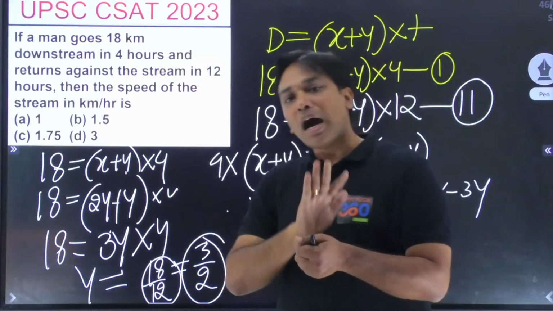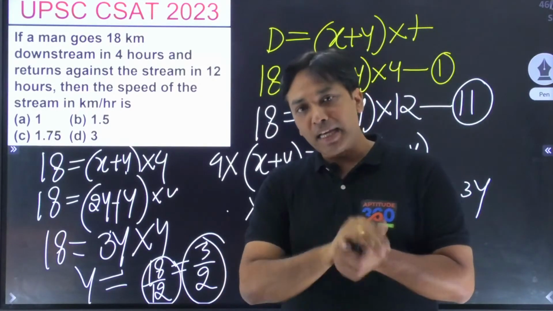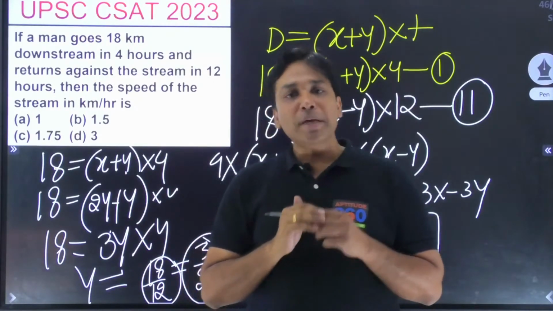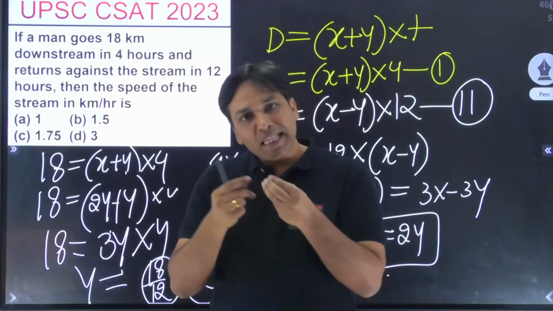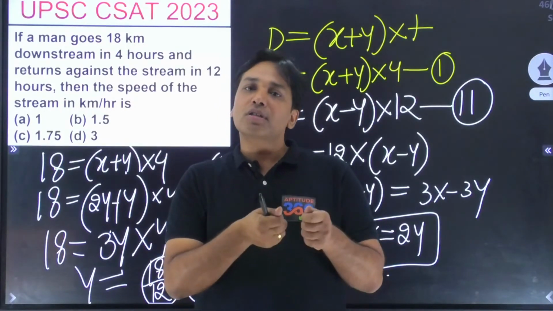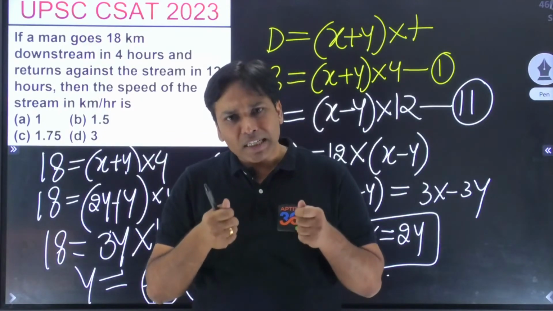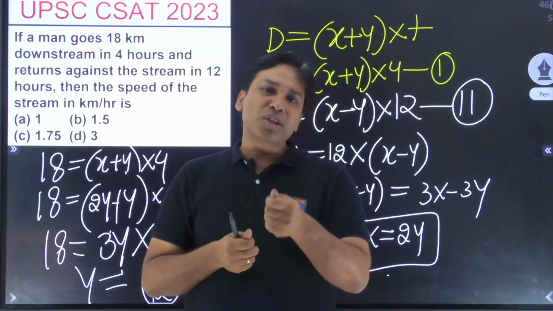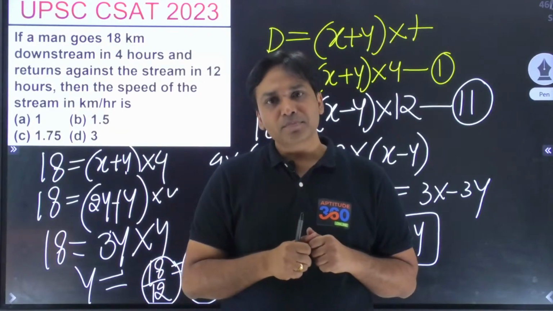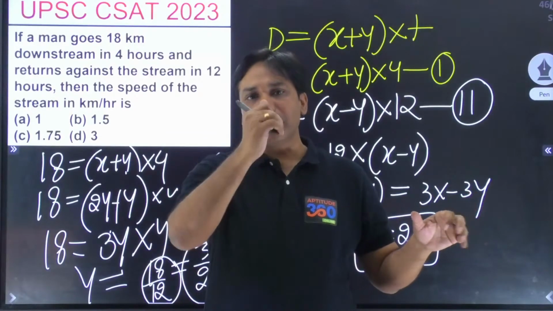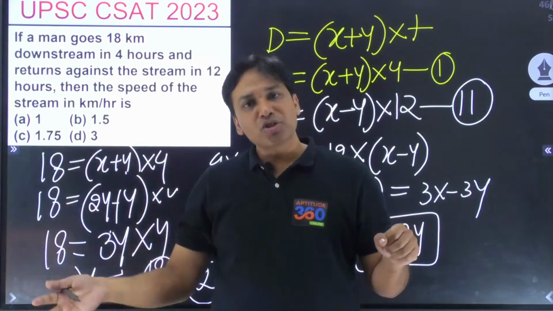One problem will assuredly be there in UPSC CSAT from boat and stream. And understand this, the majority of the people will leave this topic. Why will they leave this topic? Because somehow the majority of the people are not very confident about boat and stream. But in my view, boat and stream is nothing, it is relative speed. If you understand relative speed, then you can solve train problems, then you can solve boat and stream problems.